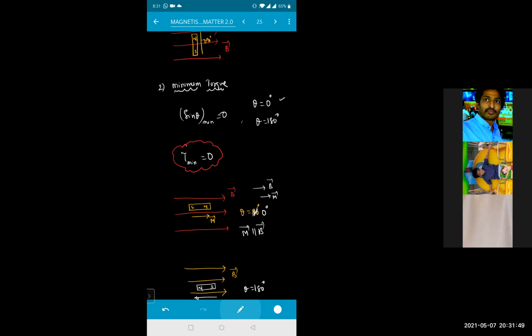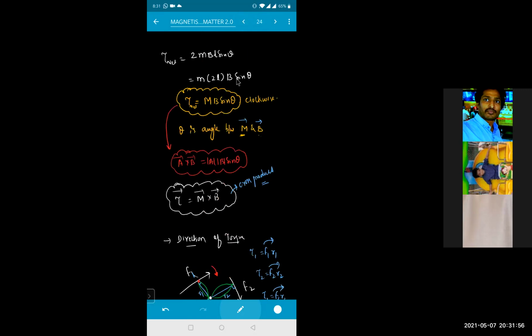I hope you got an idea how to do such type of concept. So right now you got an idea what exactly the torque acting on a bar magnet is. The basic formula for the torque acting on a bar magnet is tau is equal to MB sine theta. Clear?